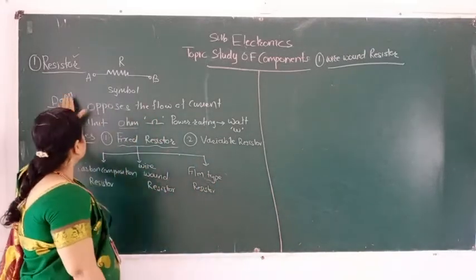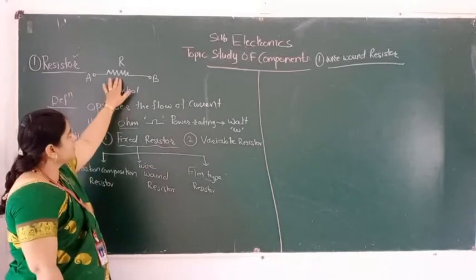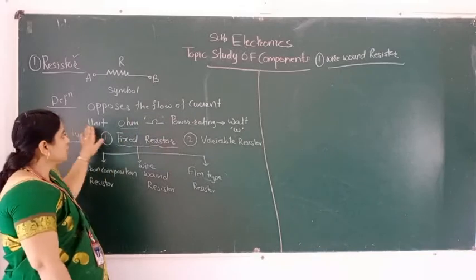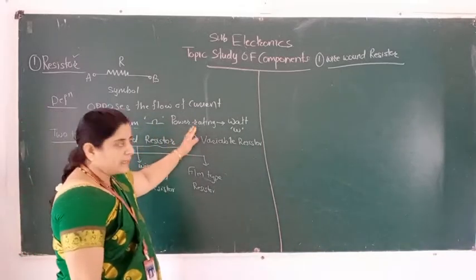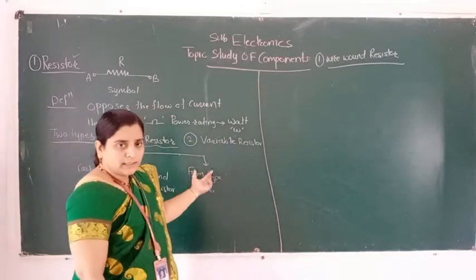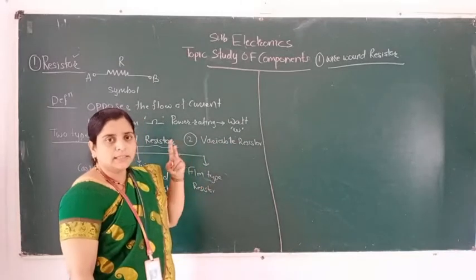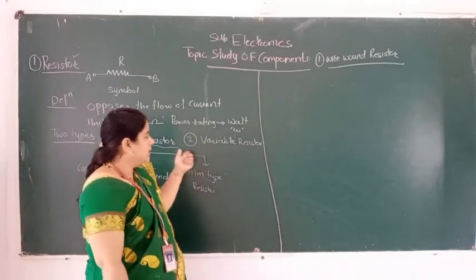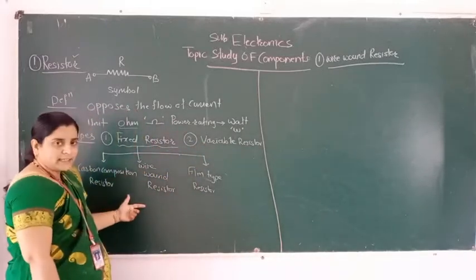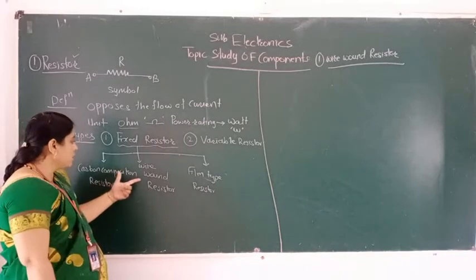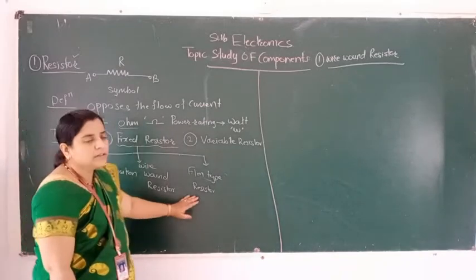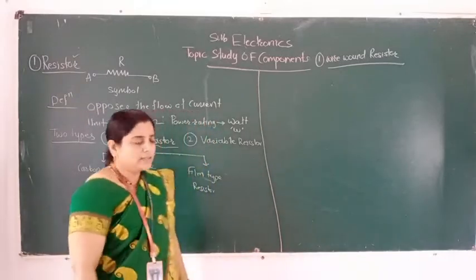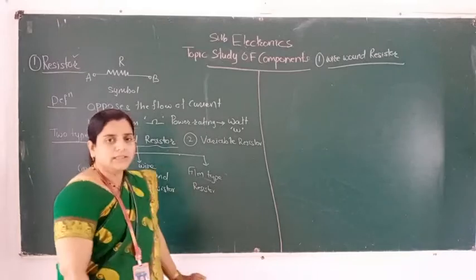So this is the resistor. The resistor has a symbol like this. Its definition is that it opposes the flow of current. Its unit is ohm. Its power rating is in W. There are two types of resistor: fixed resistor and variable resistor. In fixed resistor, again there are three types: wire wound resistor, carbon composition resistor, and film type resistor. In detail we will see all these three resistors.